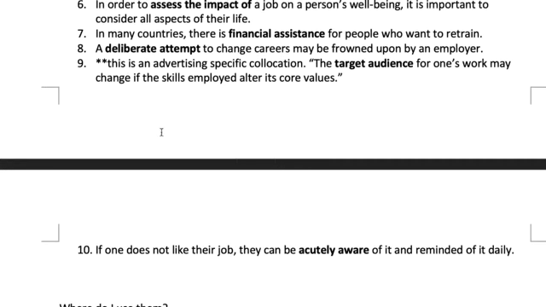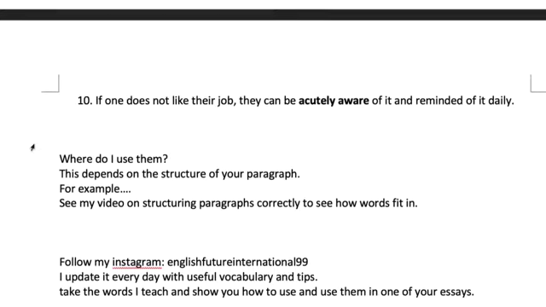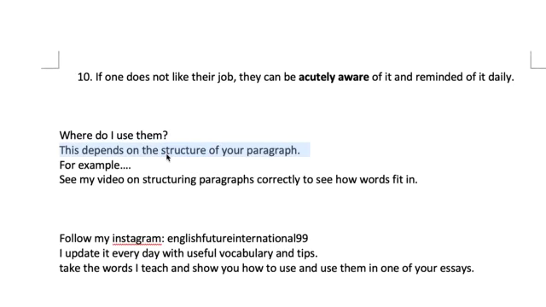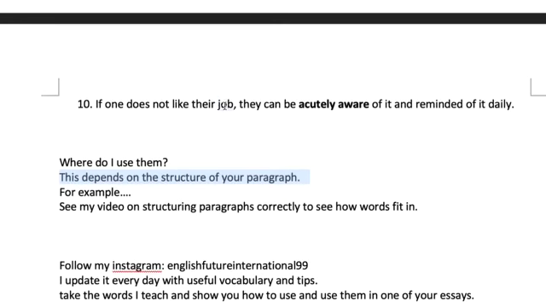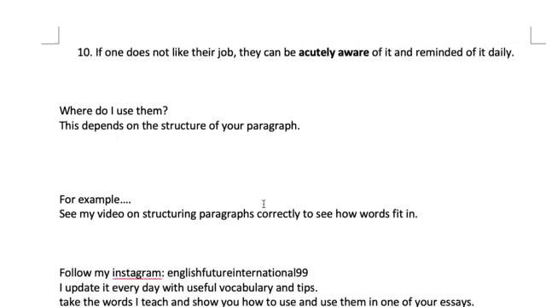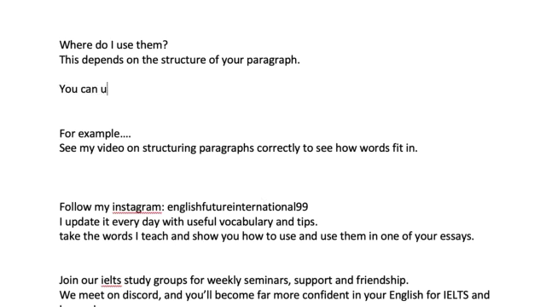You can read those. Where you use them depends on the structure of your paragraph and your argument, but I'm sure based on these you can understand what these mean, and then you can put them in your essays. Now a key point here, very, very important for you, is you can use these in any essay. They are common academic phrases or collocations, right?